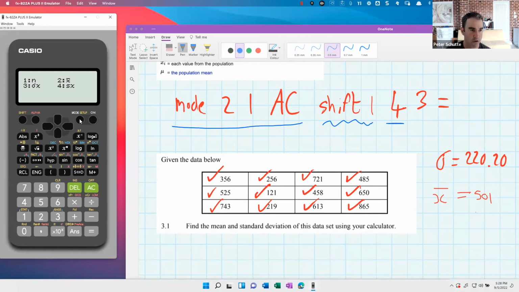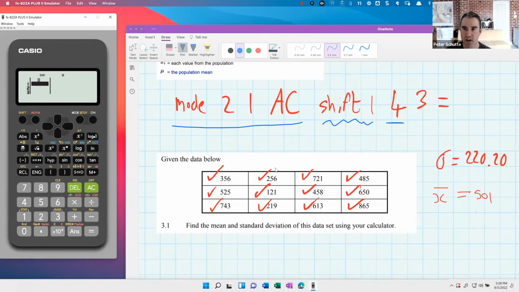I'm going to go mode. So let's just watch this again. Mode 1, and then I'm back into computational mode. Now, when I go back into statistical mode, so mode 2, 1, you'll see that my data has been removed. And because the data has been removed, I can go on to the next question.